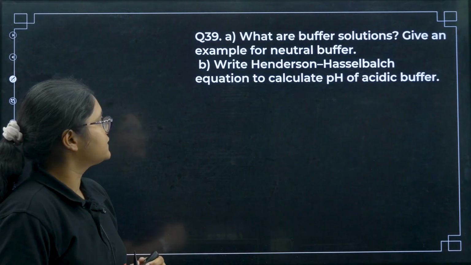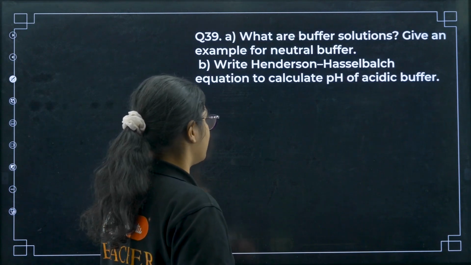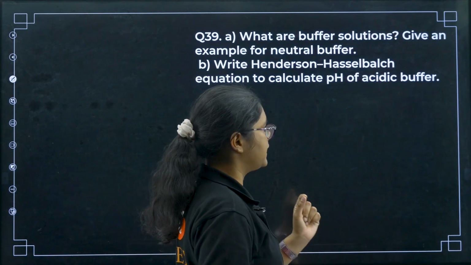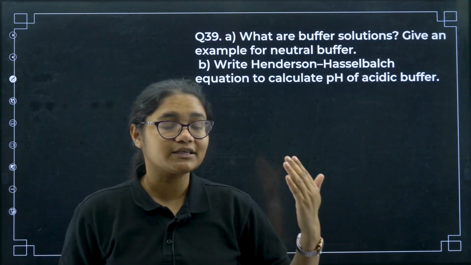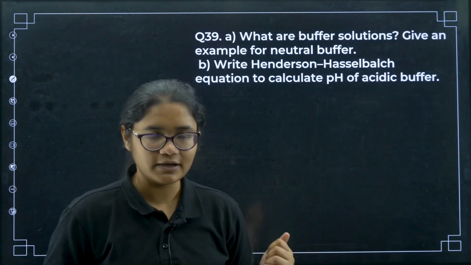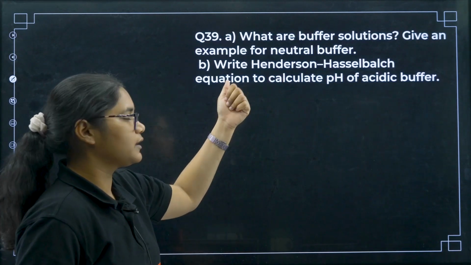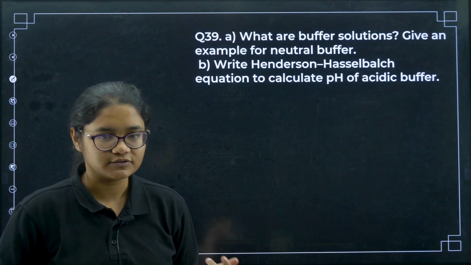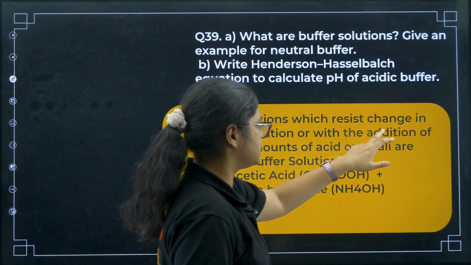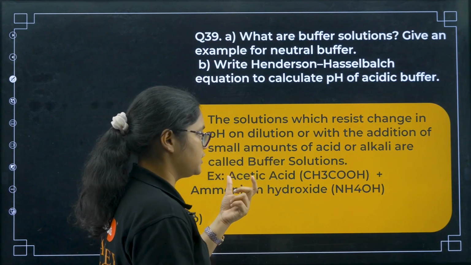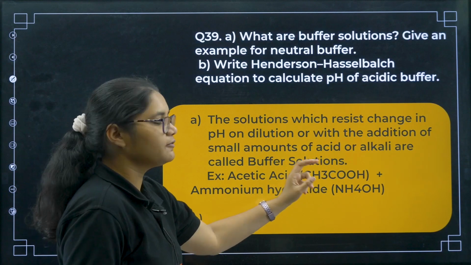Okay. Next, what is a buffer solution? Give an example of neutral buffer. Write the Henderson equation for the calculation of pH of an acidic buffer. Direct question. Buffer solutions are those solutions which can resist the change in pH on addition of a small amount of acid or base. Now, neutral buffer you can make by taking a weak acid and a weak base. Then we can write the equation. So, the solutions which resist the change in the pH on dilution or with addition of small amounts of acids or alkalis are called buffer solutions.